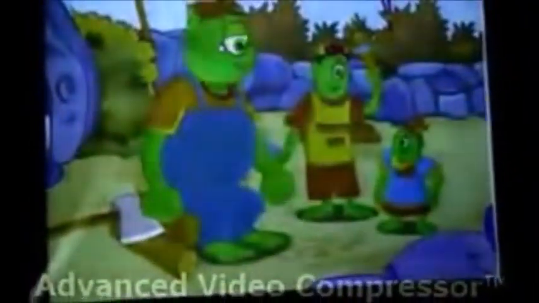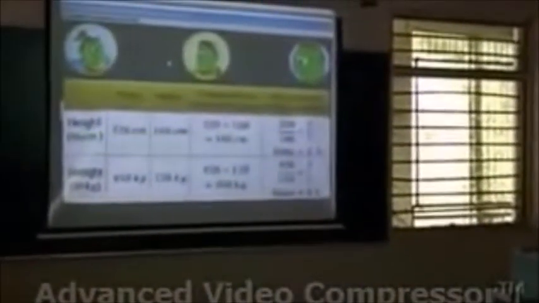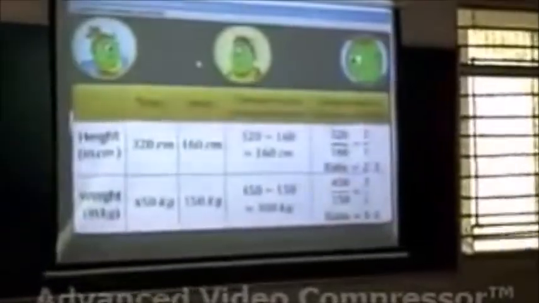Aha! Now do you know my actual strength, Hefty? In the same way, to compare the weights, we divide 450 by 150. We get 3 upon 1. Got it, Dad. So the ratio of our weights is 3:1. Or more important, comparison is done by division.